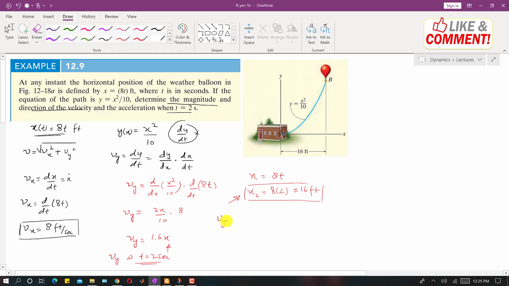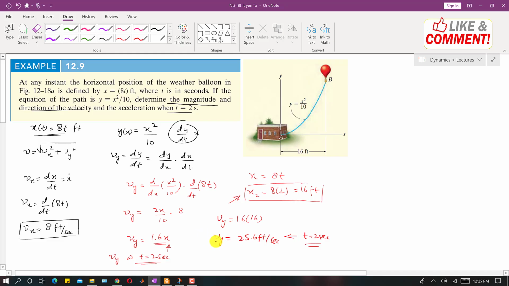Then Vy will be equal to 1.6 times this 16 feet. This will give us Vy after 2 seconds. Let me find this. Vy comes out to be 25.6 feet per second, and this is at t equals 2 seconds, remember.